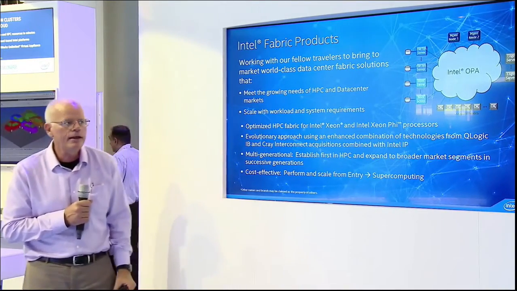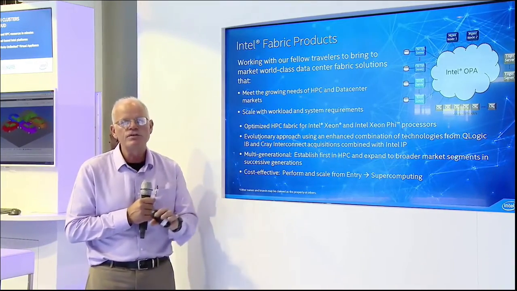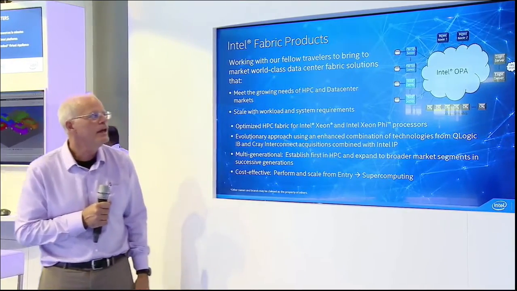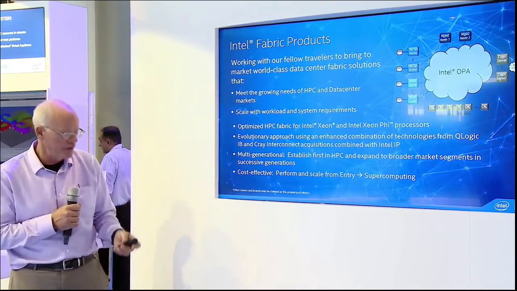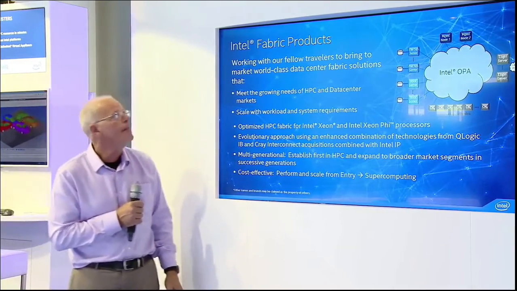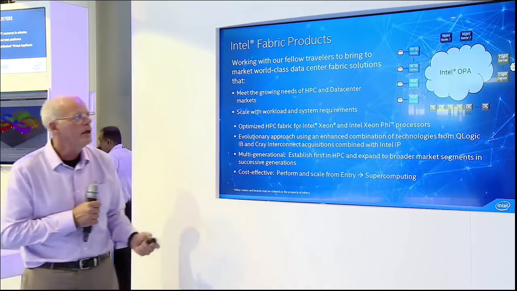Tightly coupling it with the processor allows us to reduce the latency, and it also allows us to vastly increase the messaging rates of these interconnects. And the first generation of this Intel Fabric product, called OmniPath 1, will be available by the end of this year.